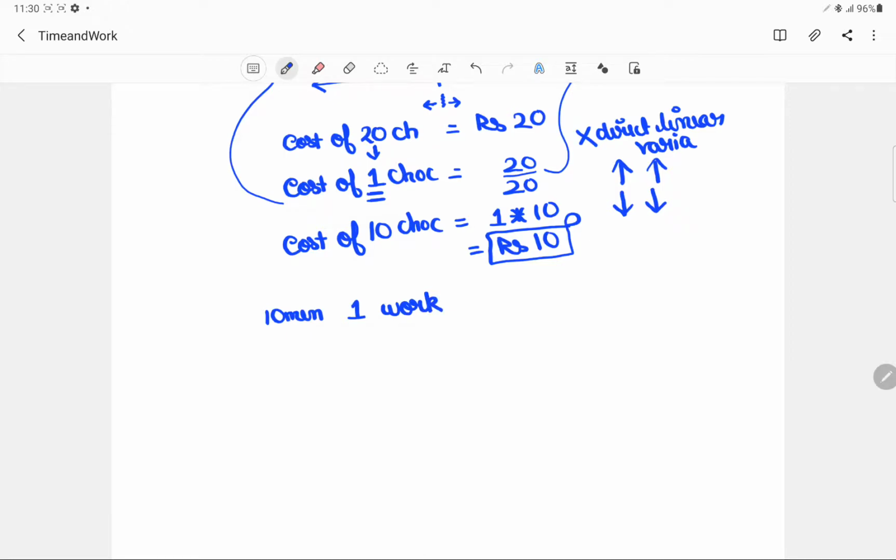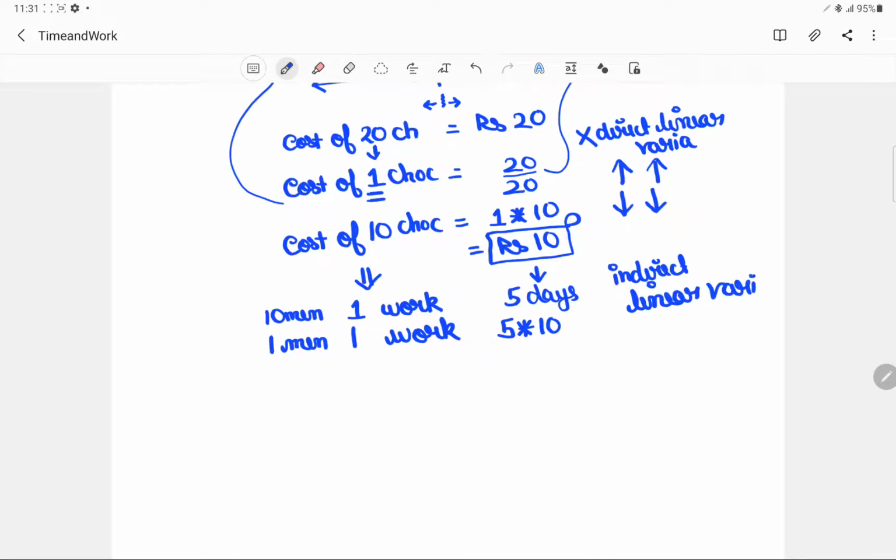This is on the right and this is on the left. Converting to the unit, one man will do one work. Of course, a single man would take more number of days, that is 5 into 10, and this is the concept of indirect linear variation.